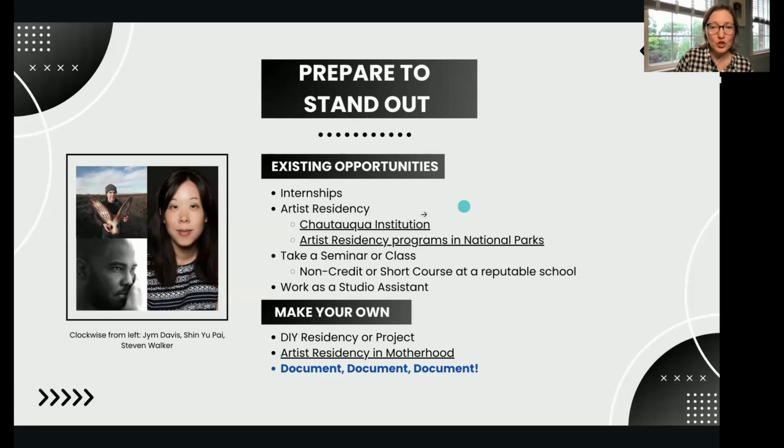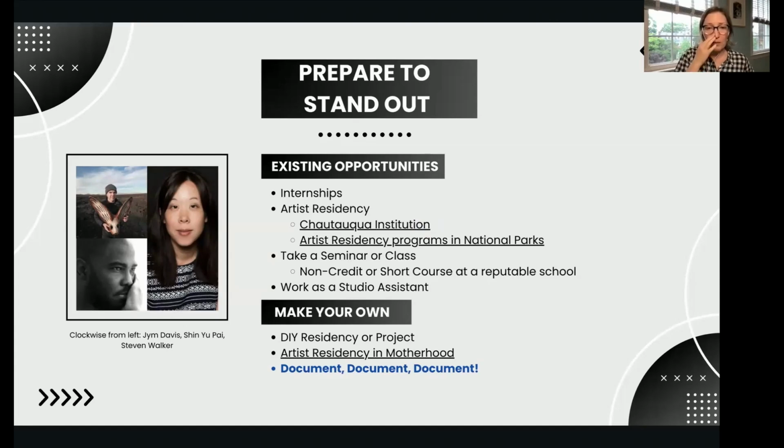And I have highlighted two in particular that I know have really good financial aid support. One is the Chautauqua Institution, which is in upstate New York. They have summer residencies, a 2-week residency and a 6-week residency, and there's rotating visiting faculty. You're going to meet so many artists and faculty members from Chicago, New York, all over the country, and some international.